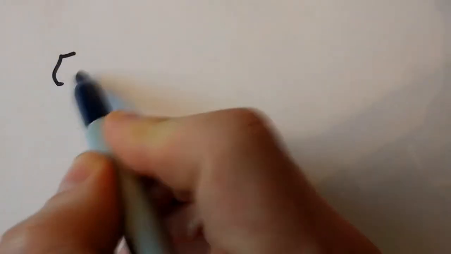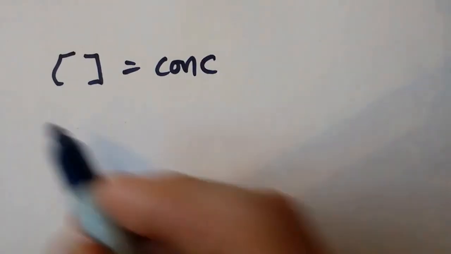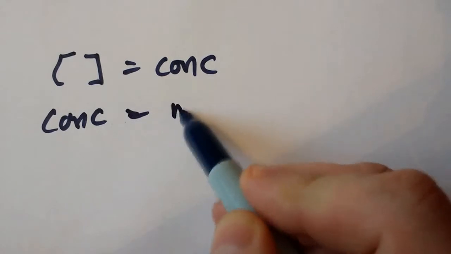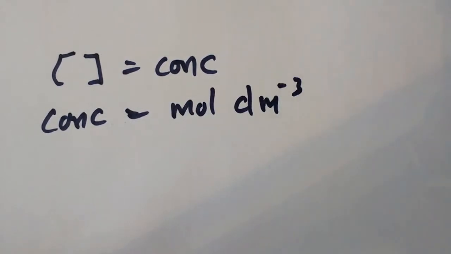Okay, we're going to run through a few pH questions from the Year 13 content, leading on to some of the more tricky buffer questions. First thing we need to remember is that square brackets equals concentration. Concentration is moles per decimeter cubed.